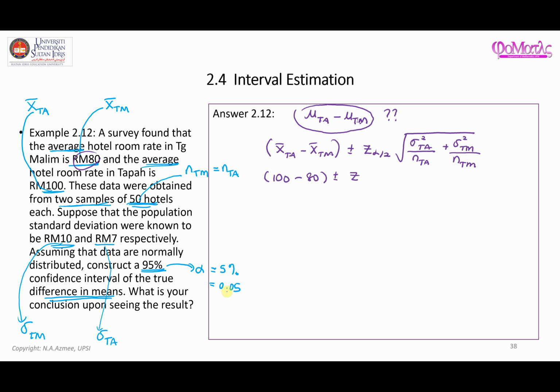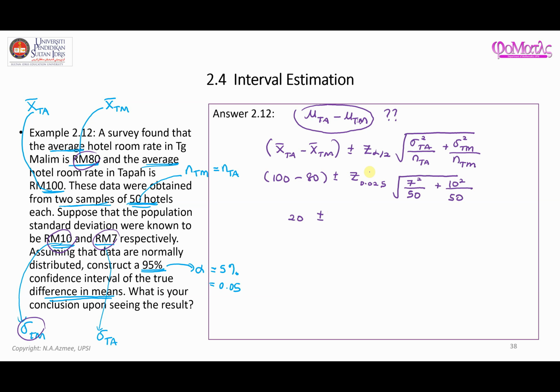So z alpha over 2 means the value here is going to be 0.025. And from the standard normal distribution table, I hope you'll be able to find the z quantile for that. But let us plug in all the values first. What is the variance for Tapa? The variance for Tapa is going to be 7 squared over the sample size for Tapa, which is 50, plus the variance for Tanjung Malim, which is 10 squared over 50. Next, you will get 20 plus minus.